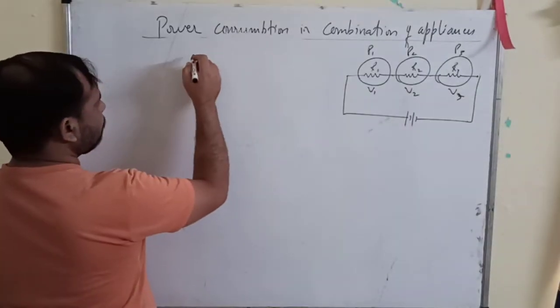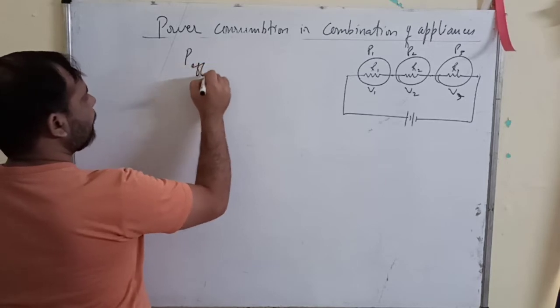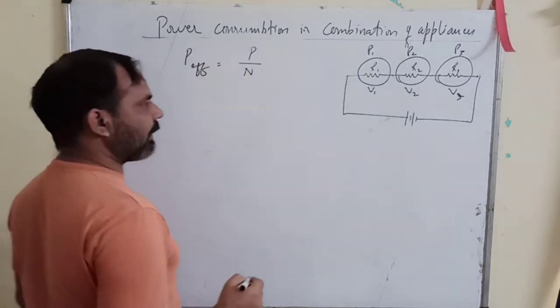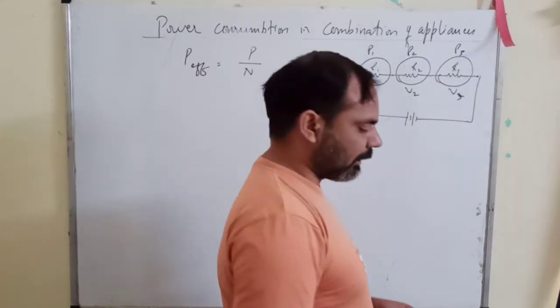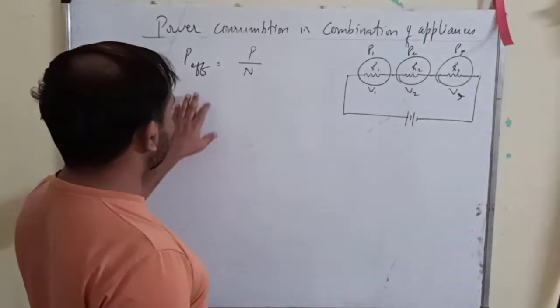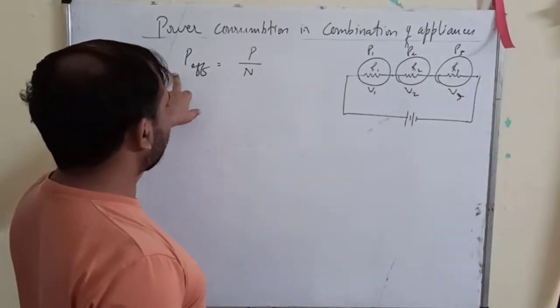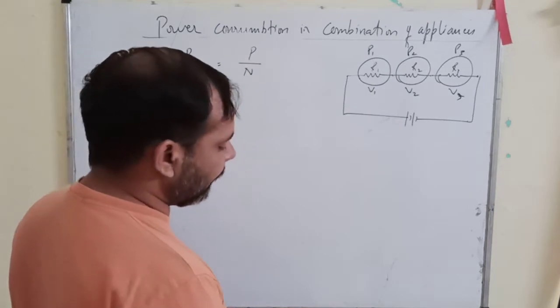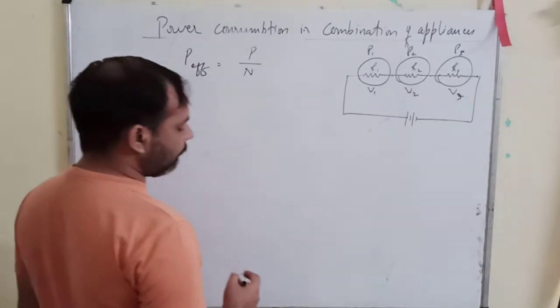So, how much will be the effective power? It will be P upon N. Suppose N bulbs with the same power are connected, then the effective power will be P upon N. You divide the power by N, the total number of bulbs.